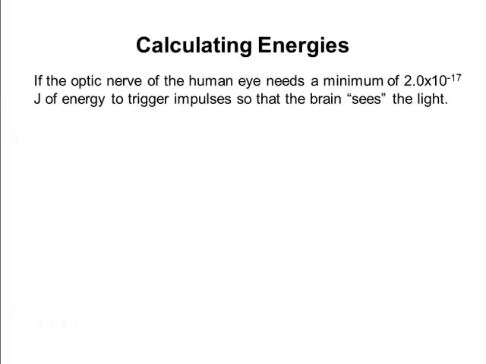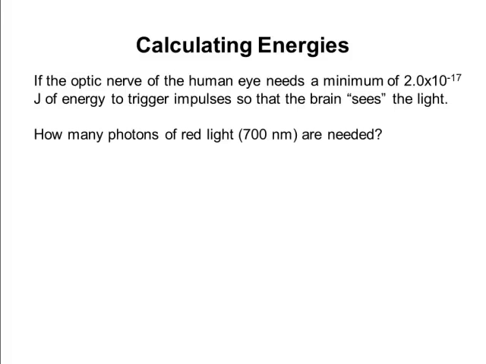Let's say we have a human eye. And with the human eye, let's say the optic nerve in it needs a minimum of 2 times 10 to the negative 17 joules of energy to trigger an impulse so that we actually see the light that we're shown. So let's say we take red light, which is at 700 nanometers. How many photons of that red light are we going to have to see in order for us to even register that we're seeing that red color?